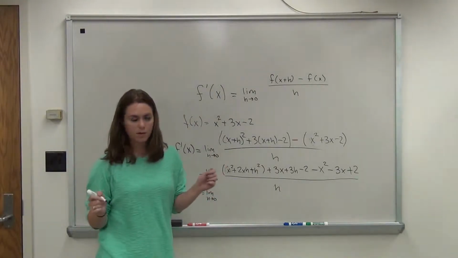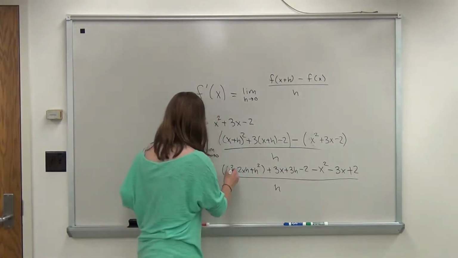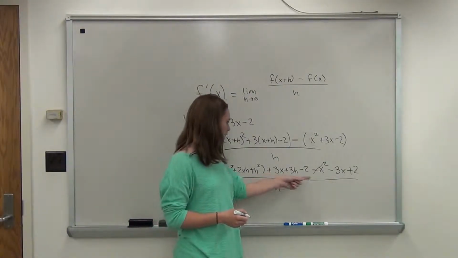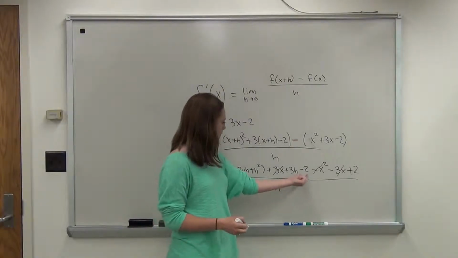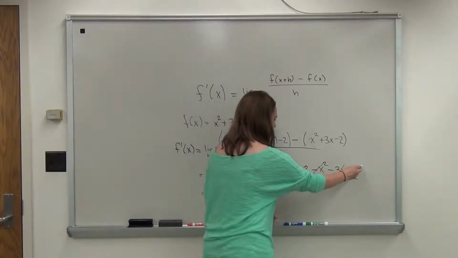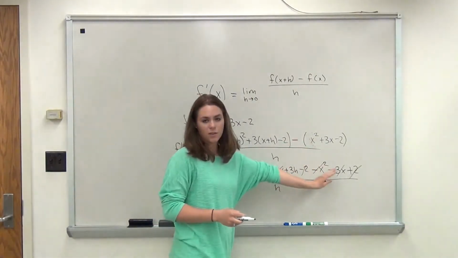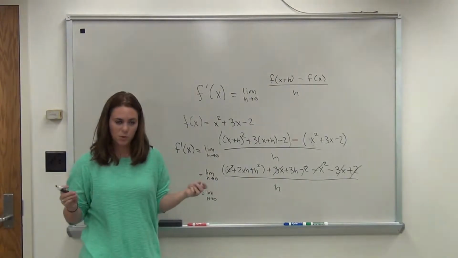Okay, now some awesome things happen. We have an x squared and we have a minus x squared, so this equals 0. We have a 3x and a minus 3x, so this equals 0. And we have a minus 2 and a plus 2, so this equals 0. Notice if we had not distributed these negatives correctly, none of these cancellations, except for the negative x squared and the x squared, would have canceled. We have a much more complicated function.